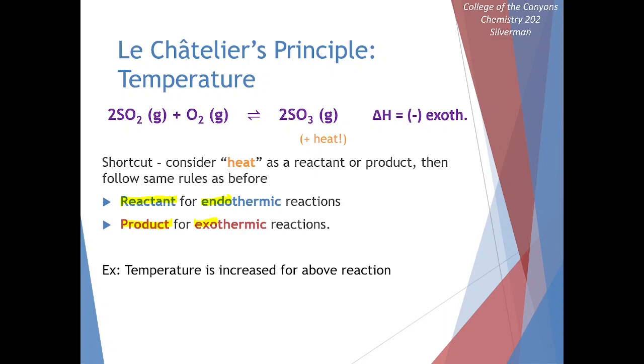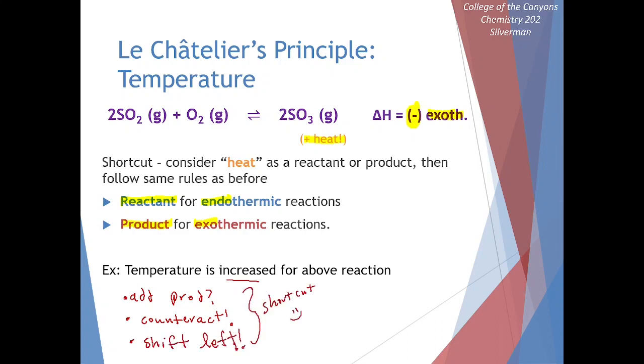So here's what this looks like. SO2 combines with oxygen to produce SO3. This is an exothermic reaction. We can think about heat almost as if it's a product. For the reaction above, we are increasing the temperature. That means we're almost thinking about adding a product. We want to counteract that, and so our reaction will shift left. This is our shortcut. It gives us the right answer.